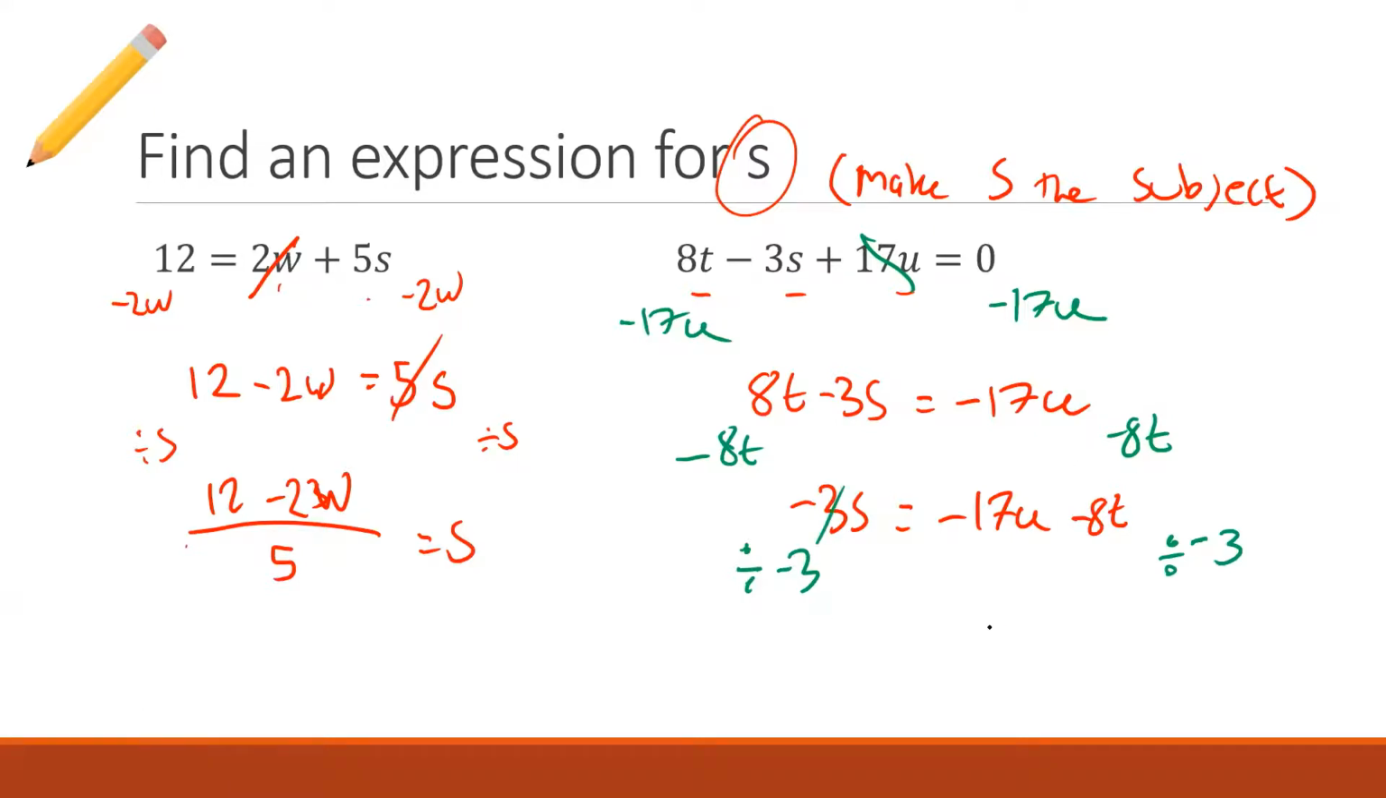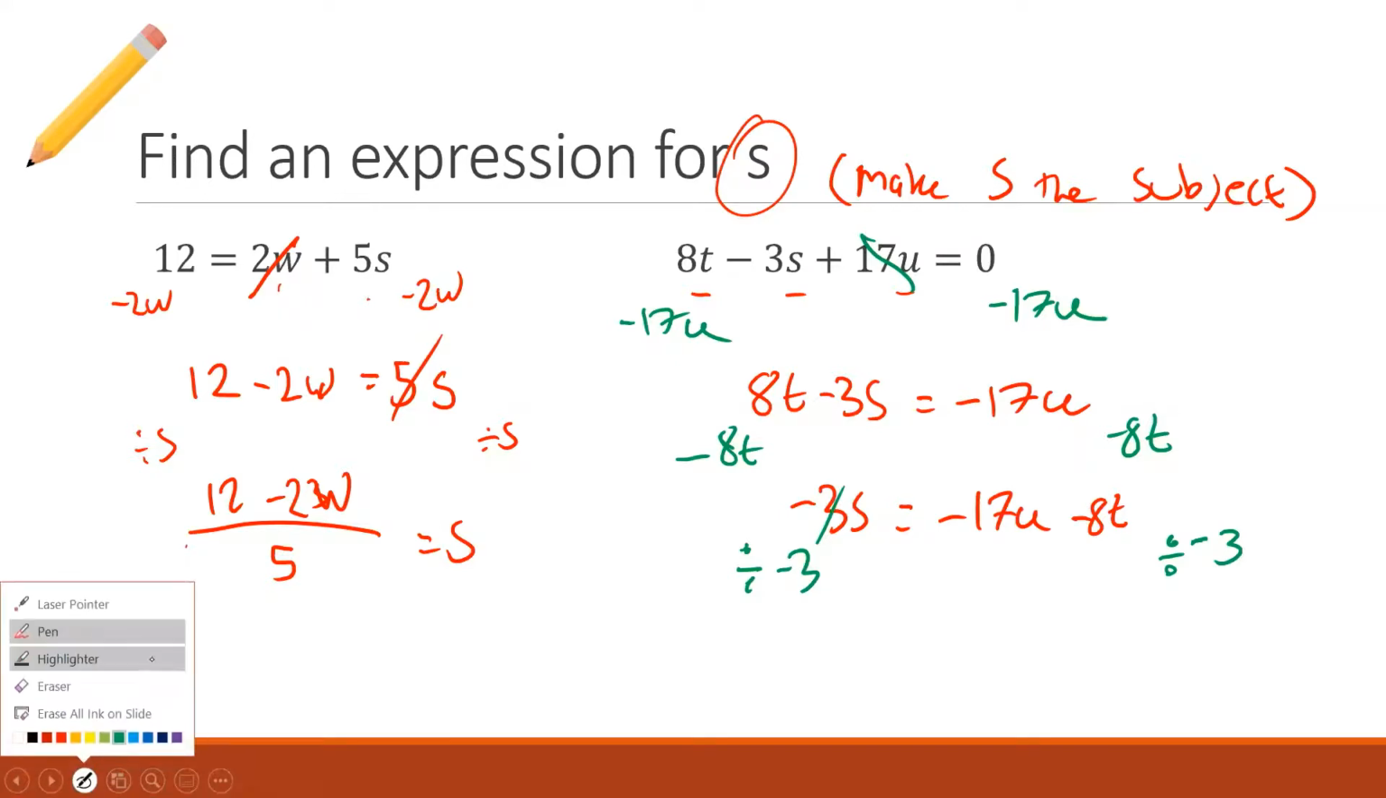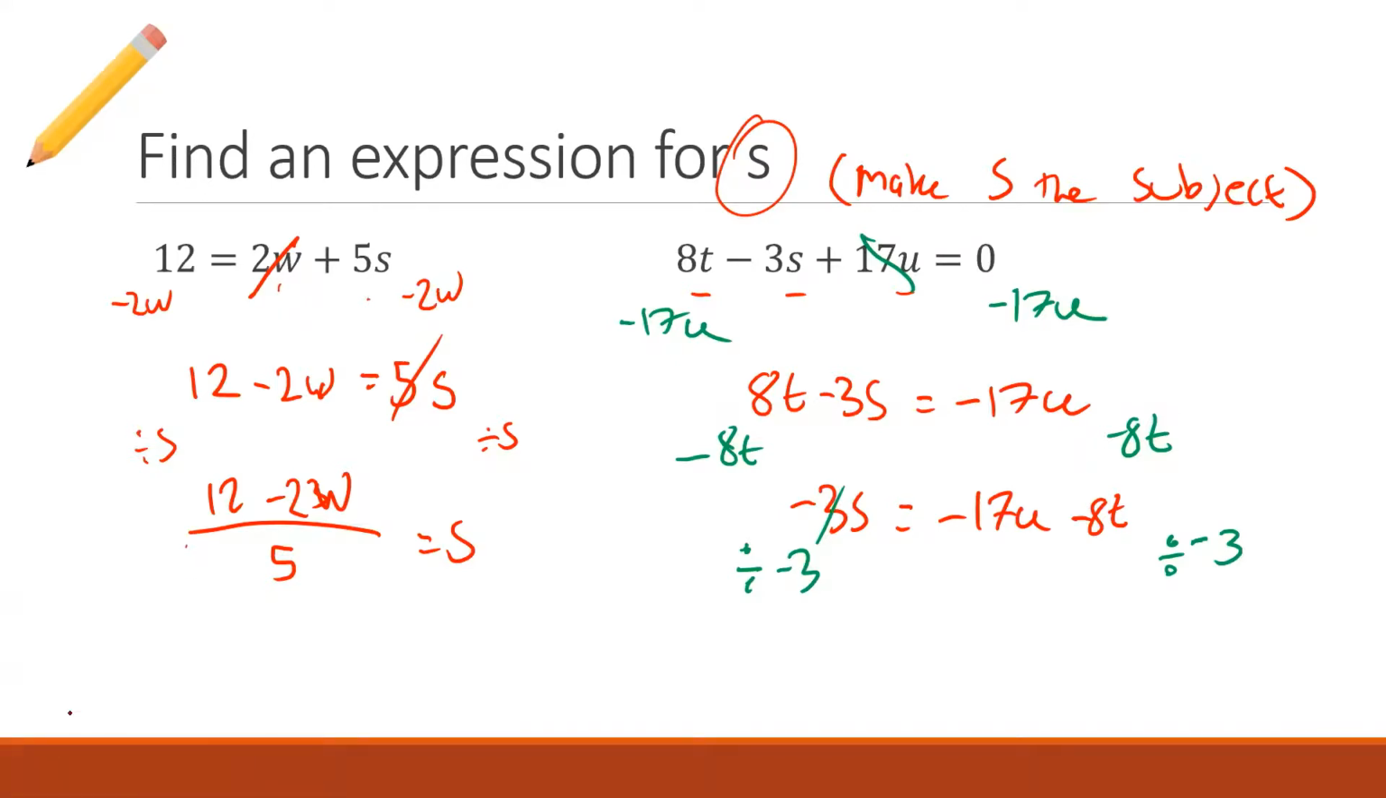Now, two things are going to happen here, or there are two ways you can look at this. Firstly, when I divide by a negative, all the signs in the other equation change. So that's going to change from a negative 17 to a positive 17, from a negative 8 to a positive 8, because I'm dividing by a negative. Then I have to remember I'm also dividing by 3. And that's the answer.